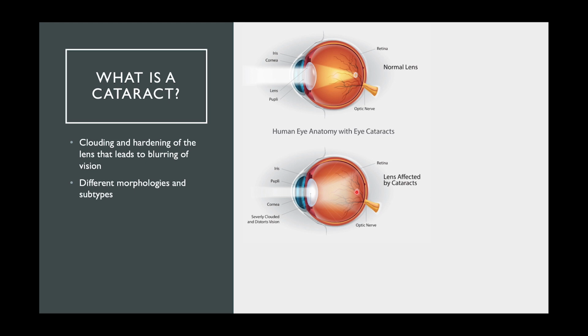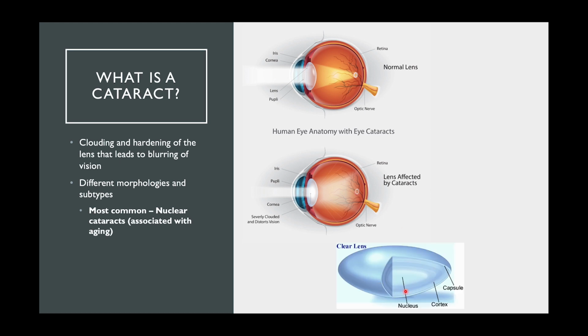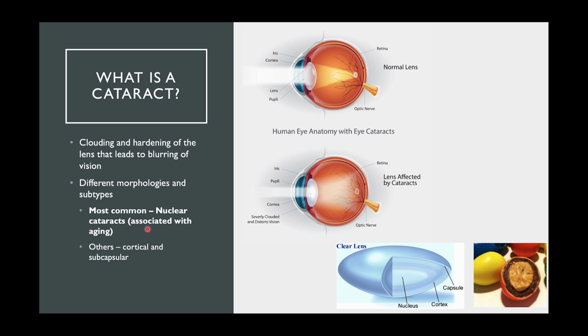So a cataract has different morphologies and subtypes. And what I mean by that is that the lens itself has different layers to it. It's not just one homogeneous structure. What a lot of people like to compare it to is a peanut M&M. So just like a peanut M&M has a peanut on the very inside of it, which is surrounded by a chocolate layer, which is surrounded by a candy shell, a lens also has similar structures. It has a nucleus in the middle, a cortex, so the chocolate surrounding that, and then the capsule surrounding that. The most common type of cataract is a nuclear cataract. It's associated with aging. There are other types you can get as well.